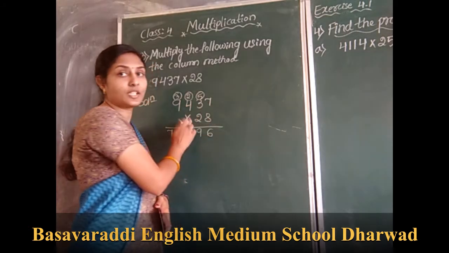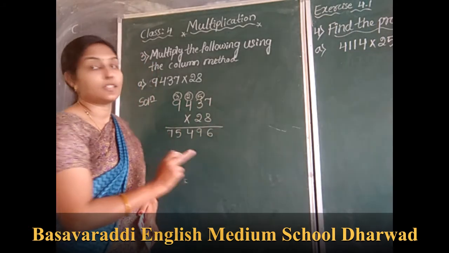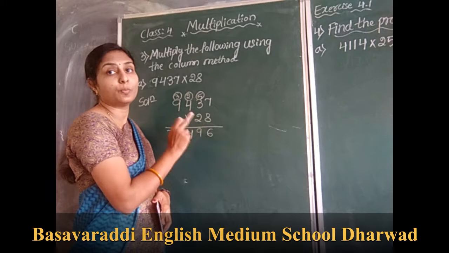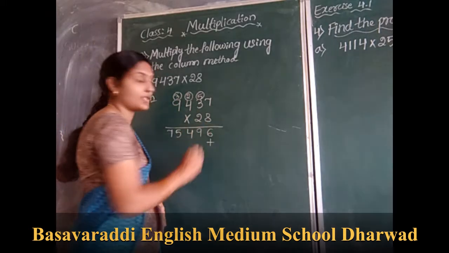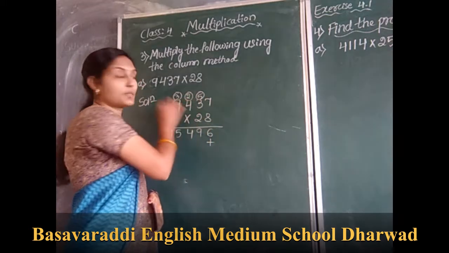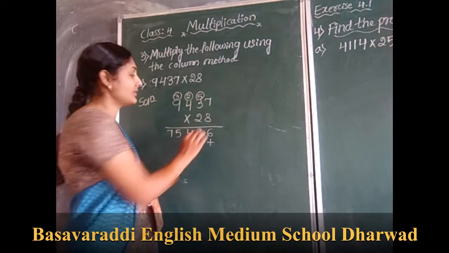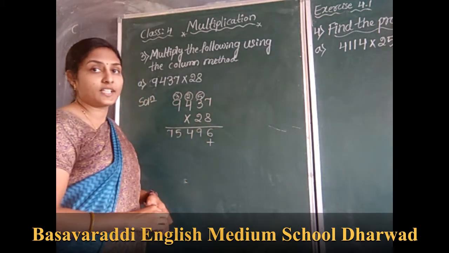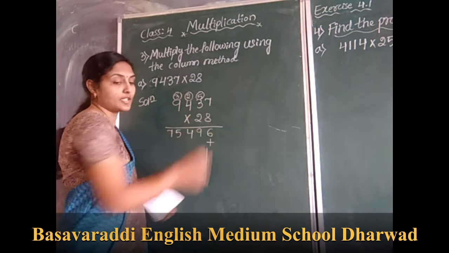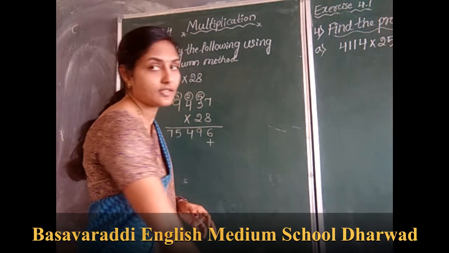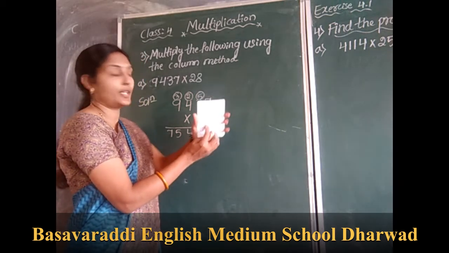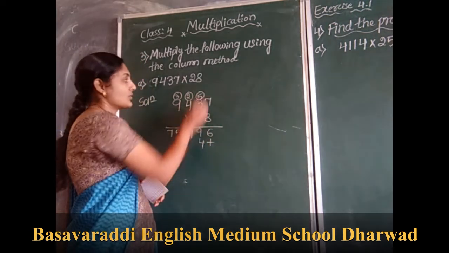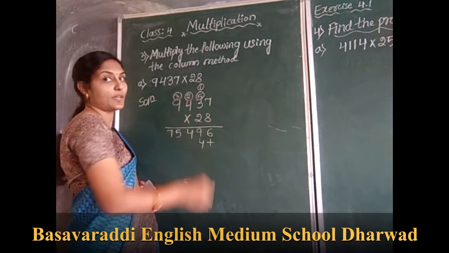So we have to move to the tens place multiplication. Before that we have to put 0 in the ones place. Why? Because the ones place multiplication is finished. So the 2 is in the tens place. So 2 sevens are. That means 2 is multiplied 7 times. So 2 sevens are 14. So 4 is here, 1 carry over to the tens place.